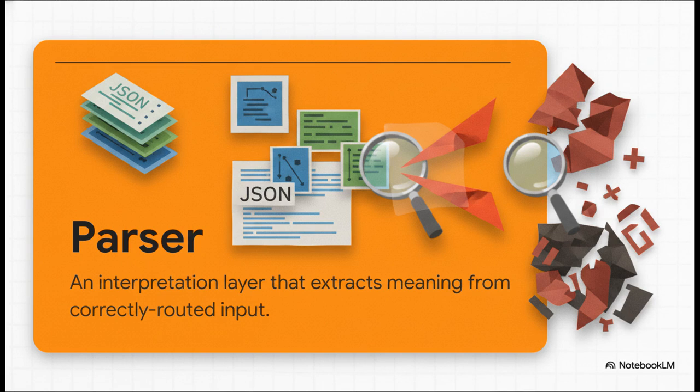Now, in stark contrast, let's look at the parser. A parser is an interpretation layer. This is the part of the system that requires deep, meticulous knowledge of grammar, schema, and structure. It expects data to arrive in a highly specific format, and its entire reason for existing is to extract meaning from that correctly routed input. A parser is an absolute specialist. If it expects JSON, it parses JSON beautifully. But if you hand it XML, it's going to loudly throw an error because it cannot extract meaning from a format it wasn't built to read.